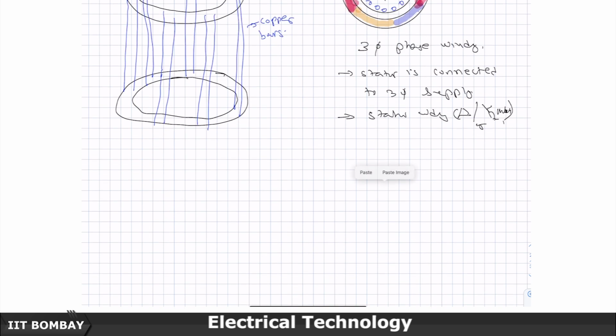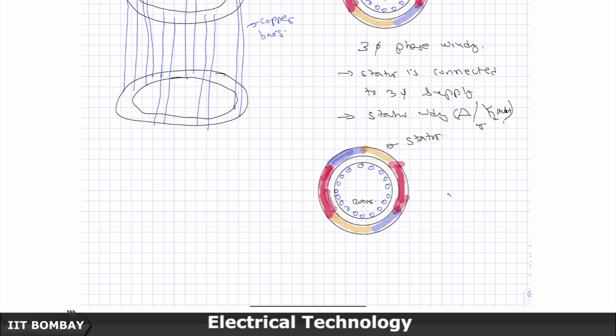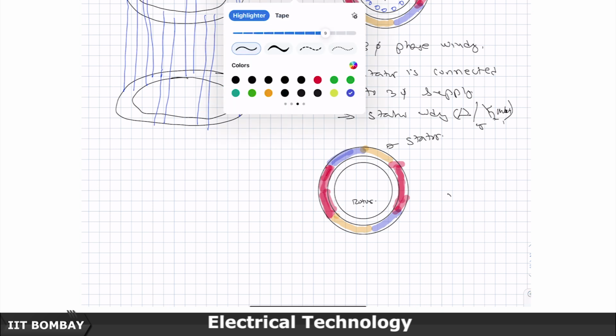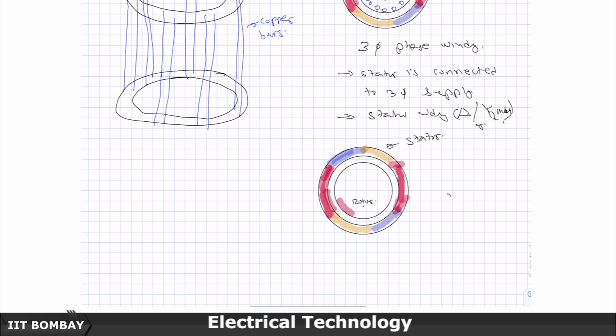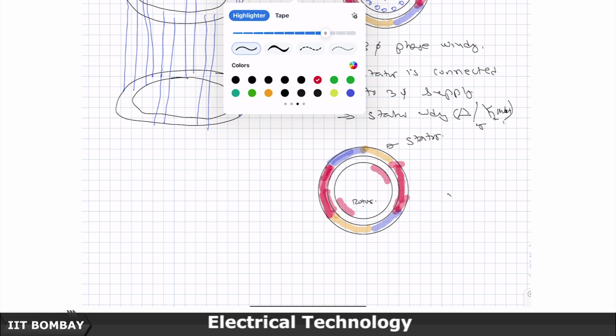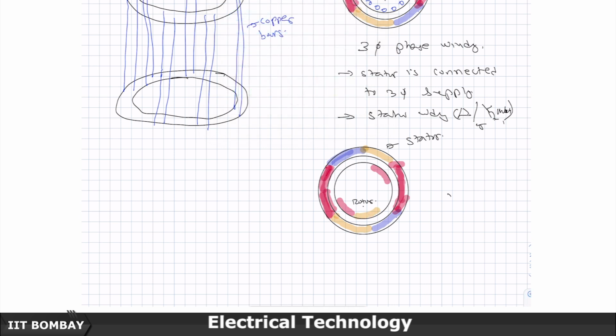This way is also done, that instead of having these bars here, you could be having R phase winding somewhere here, then will come the Y phase winding somewhere here, and then you would have the B phase winding here, and these windings.